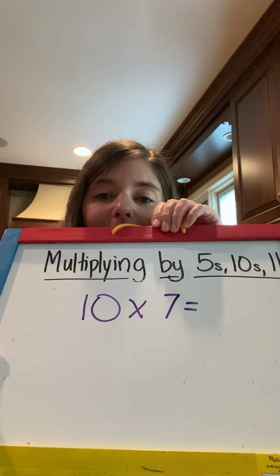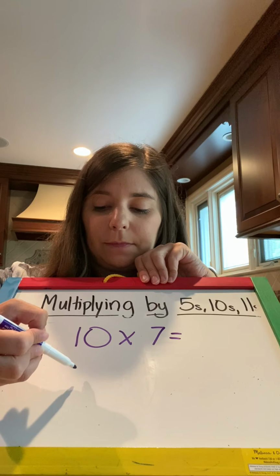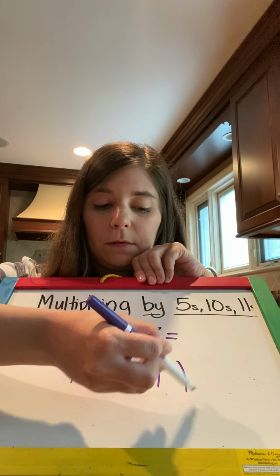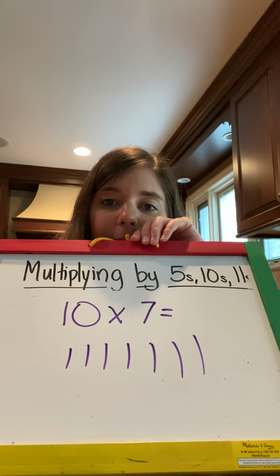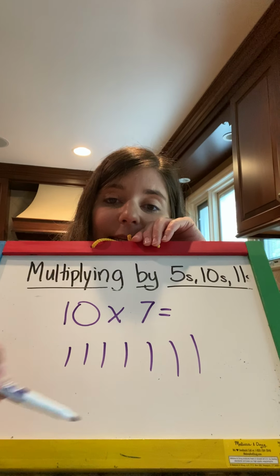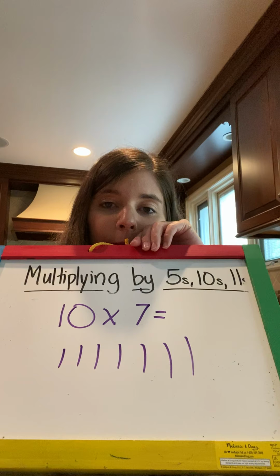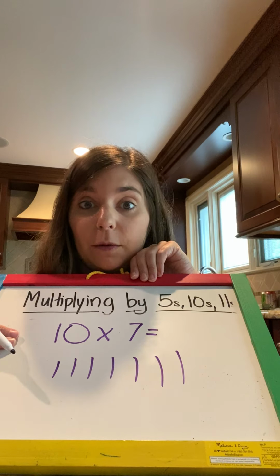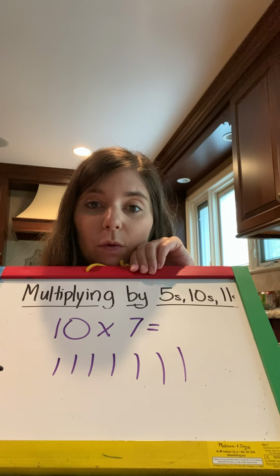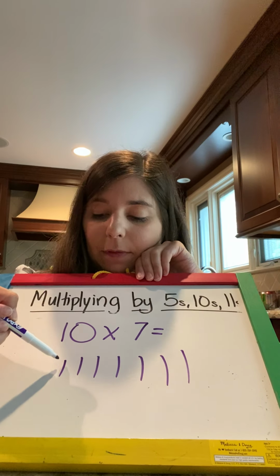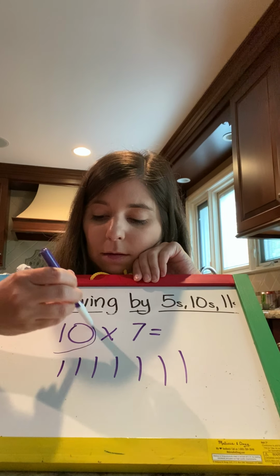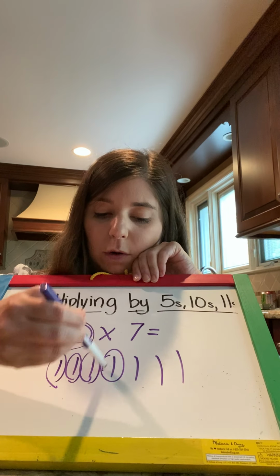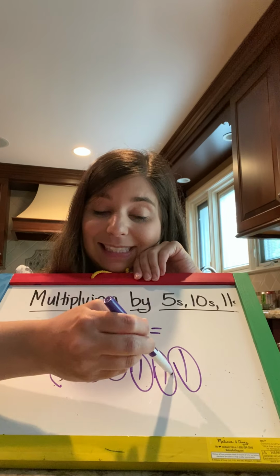So here we go. 10 times 7. There's my 7. I'm going to count by 10s. Every time I count by 10s, I'm going to circle one to keep track. Here we go. If you need a minute, pause. Do it on your paper and then play it again to do it with me, okay? Okay, here we go. What are we counting by? 10s, okay? 10, 20, 30, 40, 50, 60, 70.